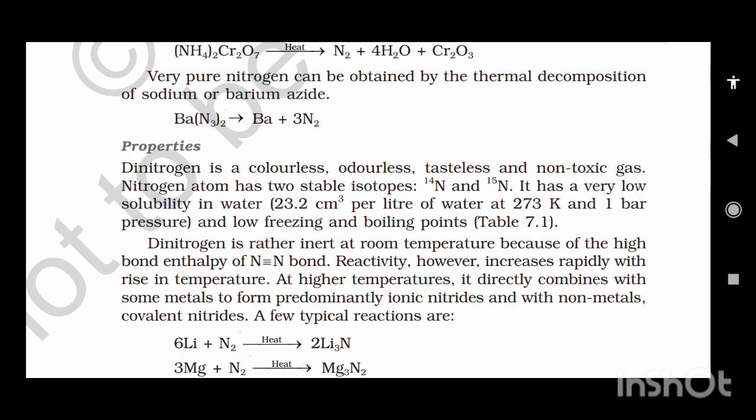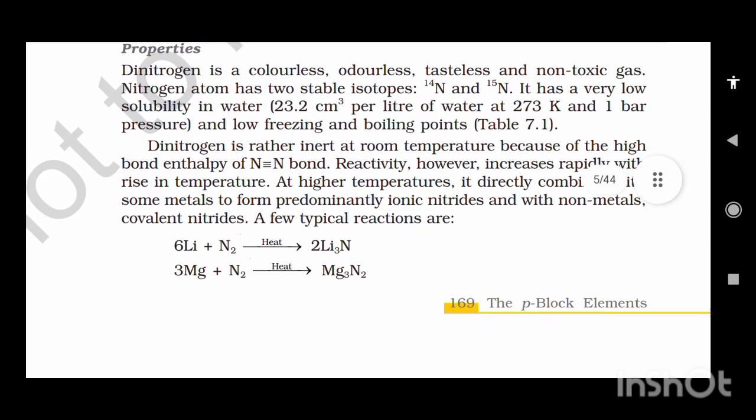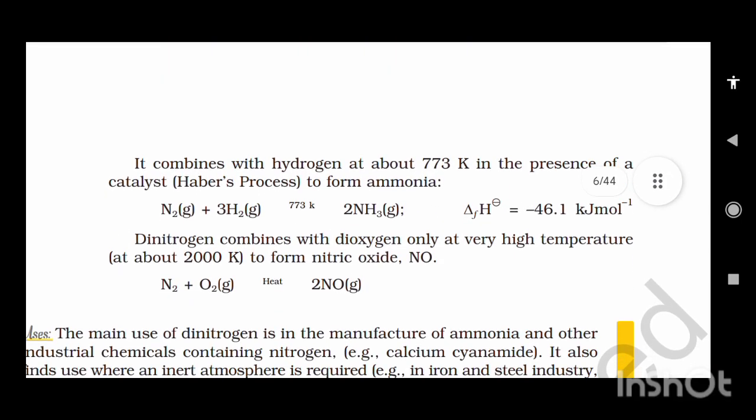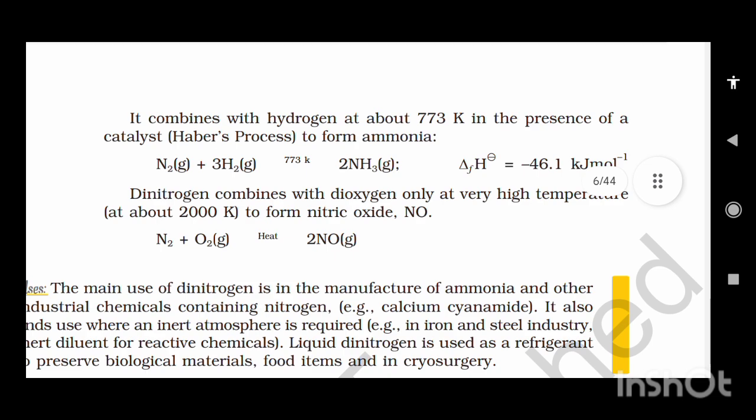Properties. Dinitrogen is a colorless, odorless, tasteless and non-toxic gas. Nitrogen has two stable isotopes, nitrogen-14 and nitrogen-15. It has very low solubility in water and low freezing and boiling points. Dinitrogen is rather inert at room temperature because of the high bond enthalpy of the nitrogen-nitrogen bond. The reactivity, however, increases rapidly with rise in temperature. At higher temperatures, it directly combines with some metals to form predominantly ionic nitrides and with non-metals, covalent nitrides. It combines with hydrogen at about 773 Kelvin in the presence of a catalyst.